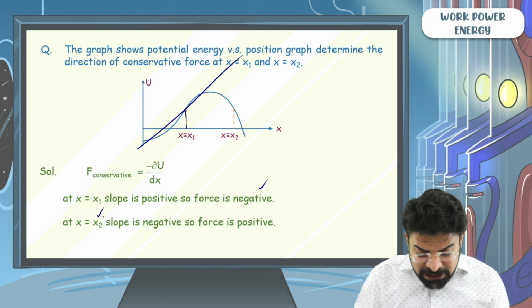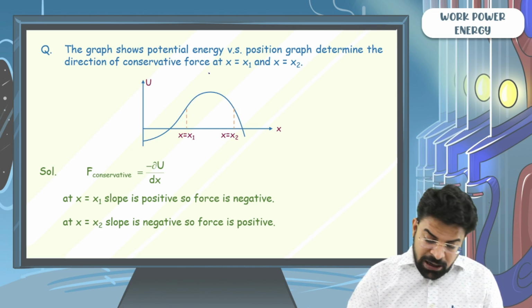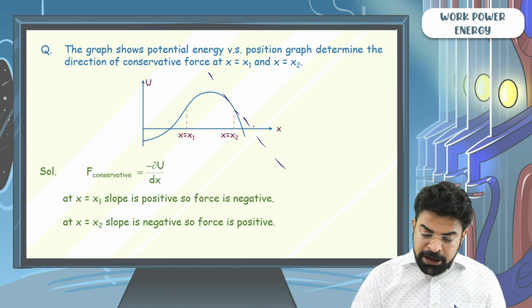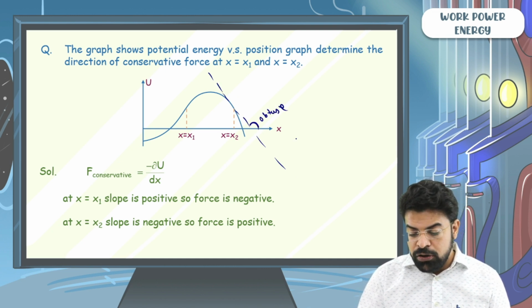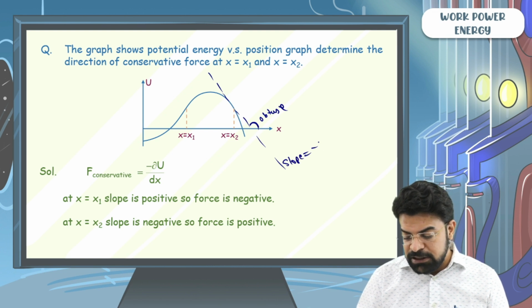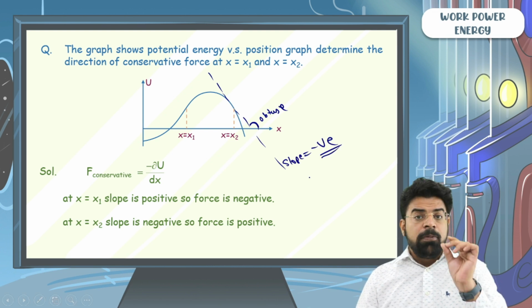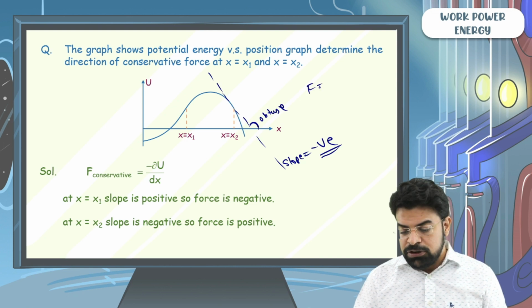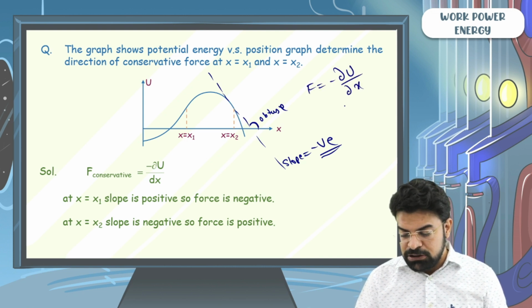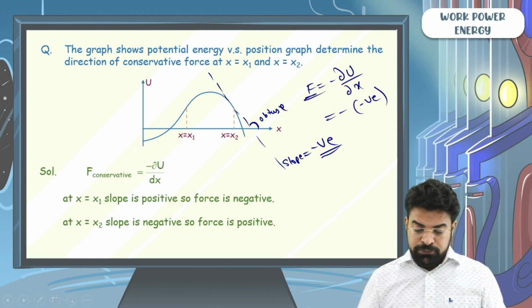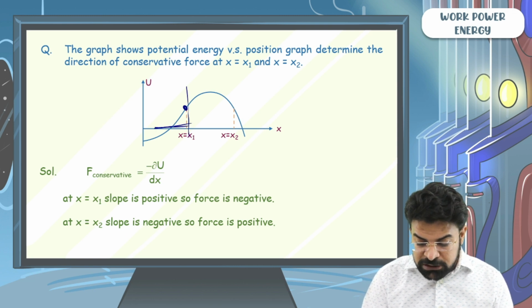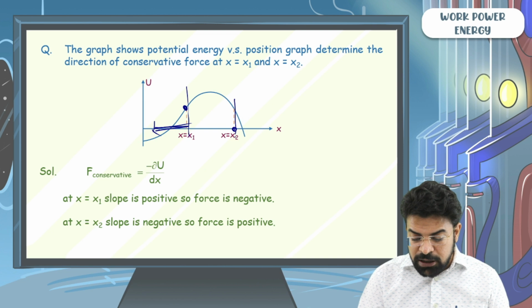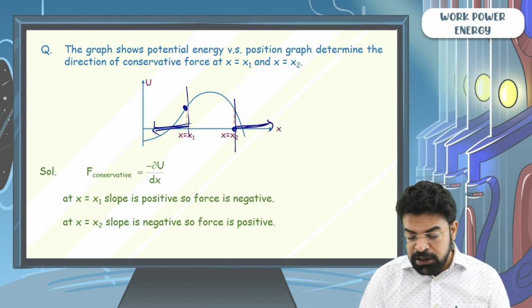And at x equals x2, if you draw a tangent here, the angle made by this tangent with the positive x-axis will be obtuse. So you will say that the slope of this graph is negative. If the slope of the graph is negative, then from force equals minus del U by del x, you will say if the slope is negative, you will get the force to be positive. So at x equals x1, the force is towards negative direction. At x equals x2, the force is towards positive direction.